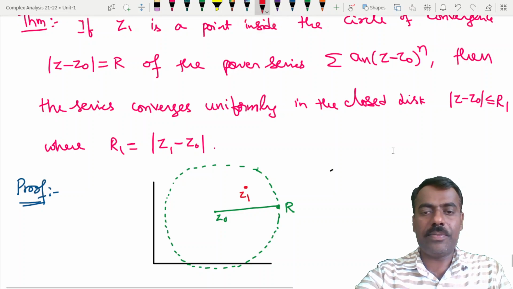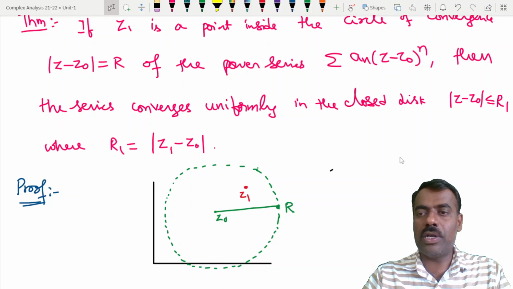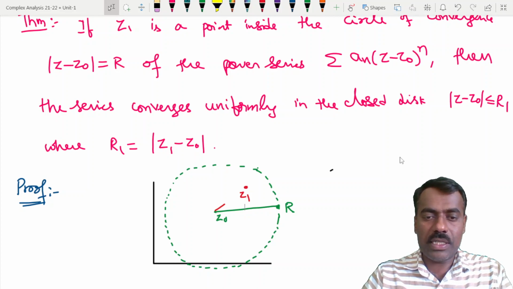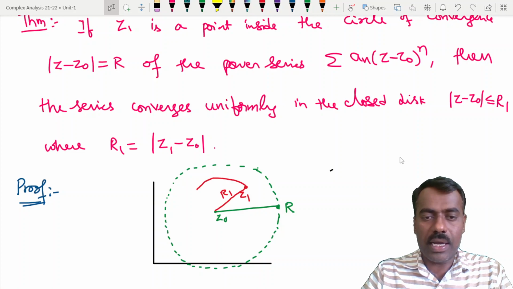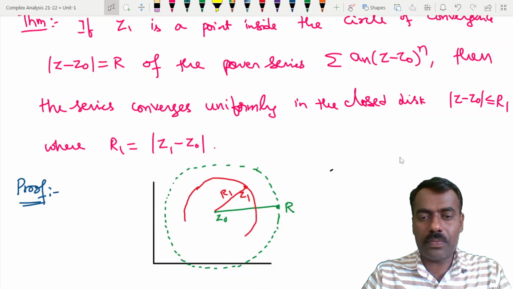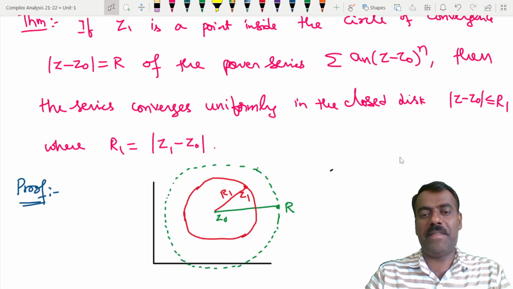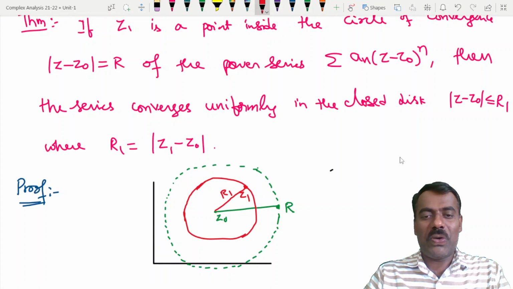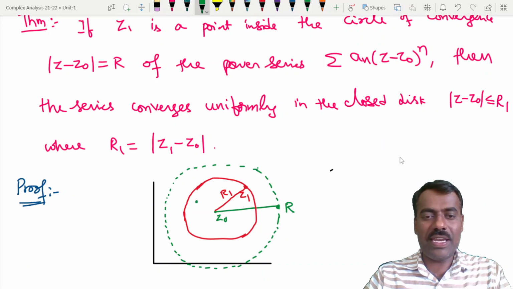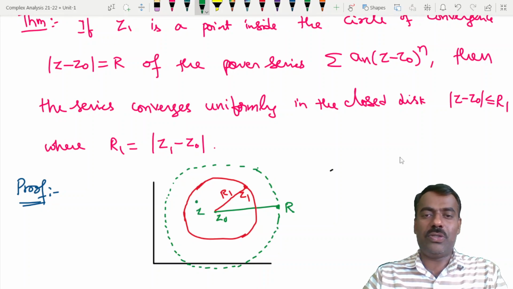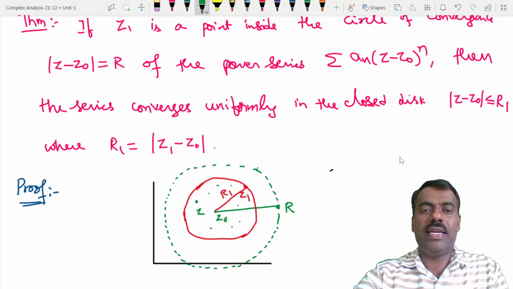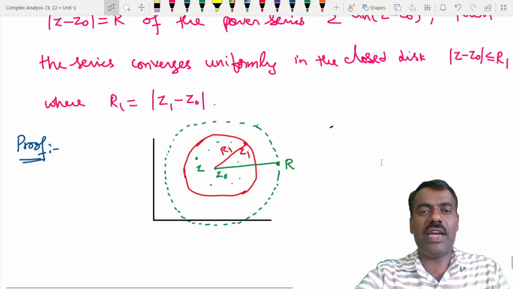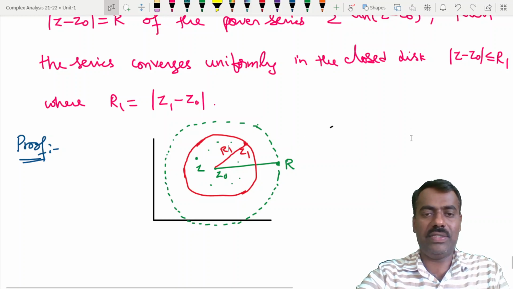Then we want to show that this series converges uniformly in the closed disk mod z minus z naught less than or equal to r1. So this much is our r1. And closed disk means I will take the points on the boundary also. Assume that this is the circle. So you take any point z inside this. Uniform convergence means not locally, at all these points it converges uniformly. That means given any epsilon, we can find an N which does not depend on z. That is what we want to show.